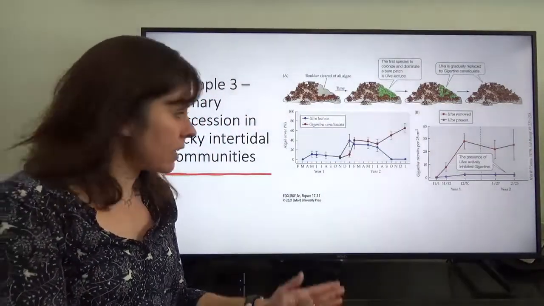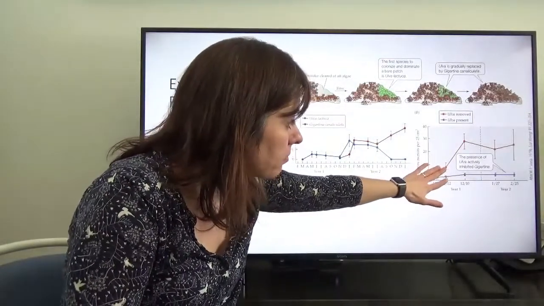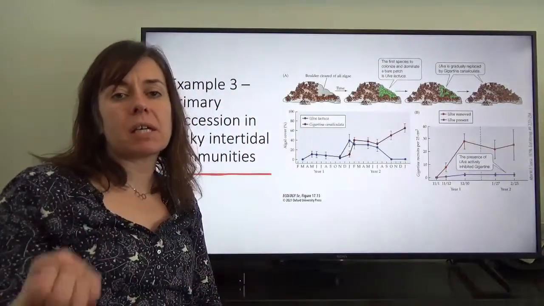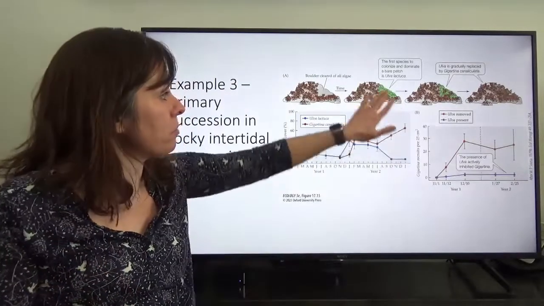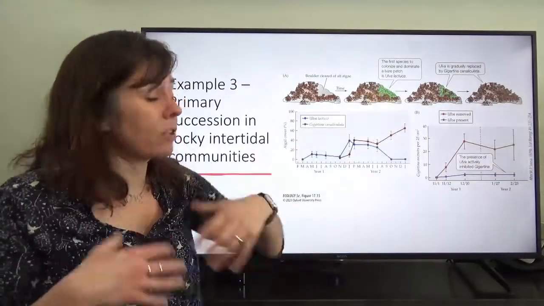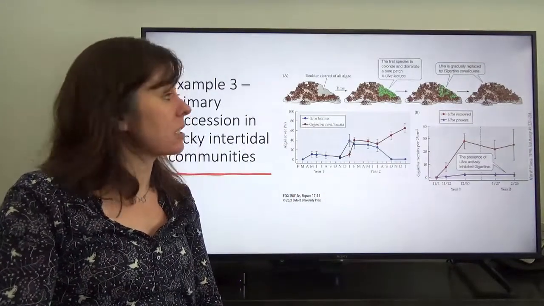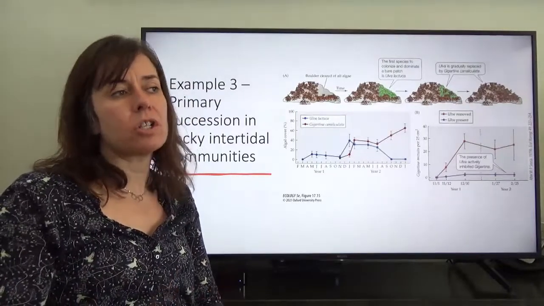Okay, so in that case, we have an example of active inhibition, but then that inhibition is alleviated because of changes in the biotic environment that make this no longer an ideal spot for Ulva to occur. Okay, so it's lost from the system and then, you know, reestablishes itself on a new rock face.